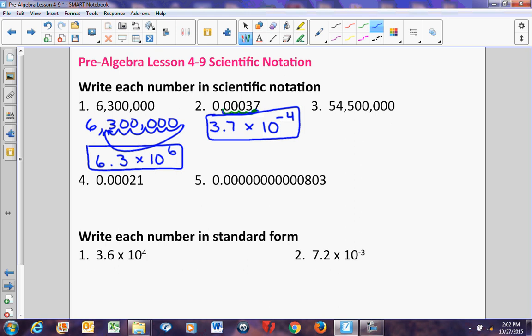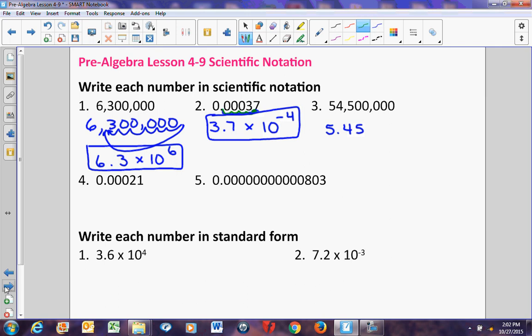54,500,000. Again, we need to put our decimal point so that there's only one digit in front of the decimal point that is not a 0. So it needs to go between the first 5 and the 4. So I move our decimal point so it should be 5.45. We can leave off the zeros. You can't leave off digits that are not 0. So we have to leave the second 5 in there, but we can leave off all the other zeros.